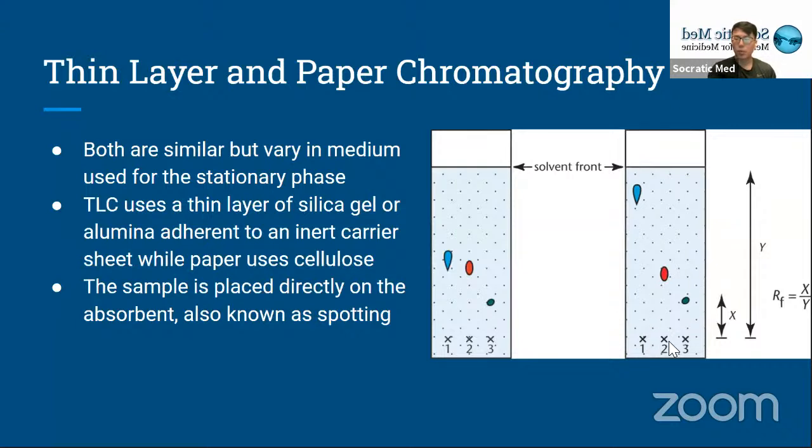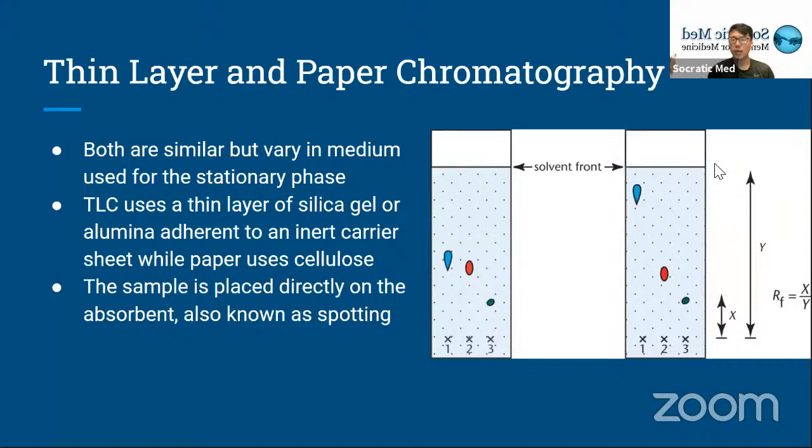Then compounds 1 and 2 traveled more than compound 3. And further on the right, you can see the RF factor calculation. So X is the distance that the compound that was spotted moved, and then Y is the solvent front. On the top, you can see the solvent front, that's how far the solvent moved.